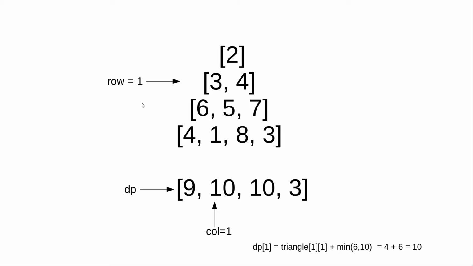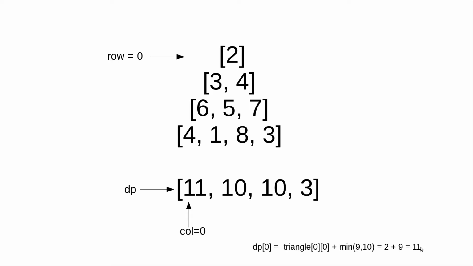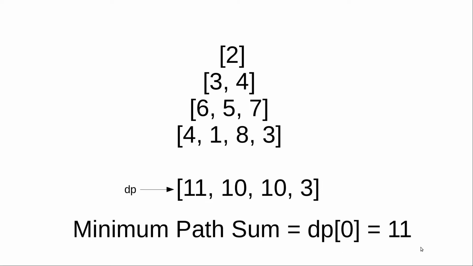Now we will move to row 0 and column 0. So here dp of 0 will be equal to triangle of 0 0, which is 2, plus a minimum of 9 and 10, it's 9, so the value is equal to 11, and the dp gets updated, and this is the minimum path sum that's required. Now with this understanding, let us write the code.